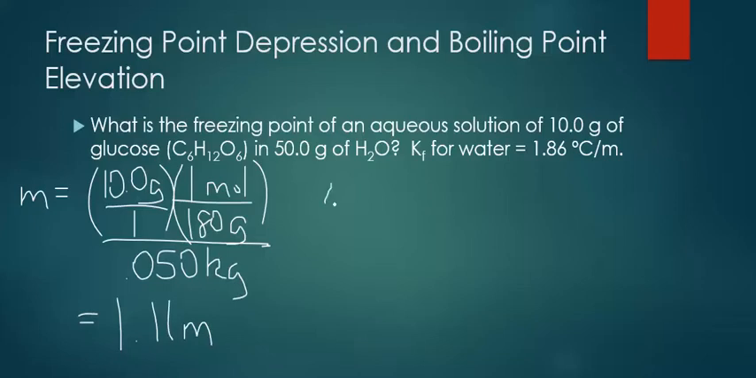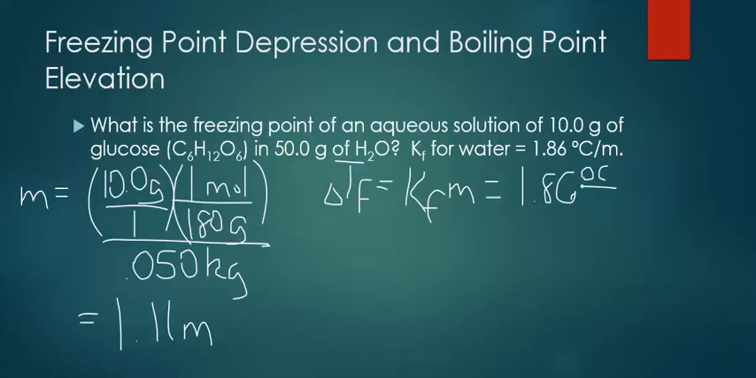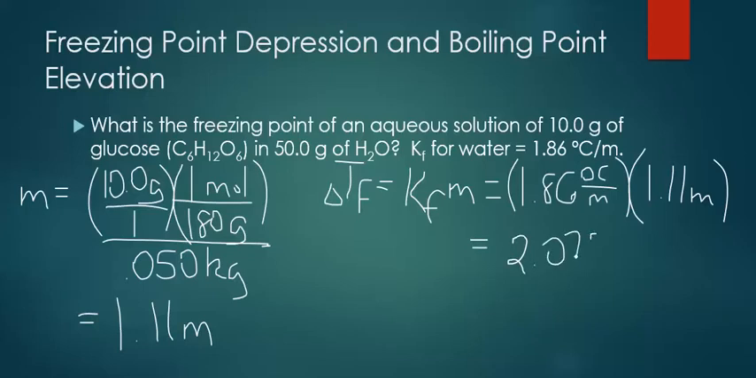I want the freezing point, so I need to do delta TF equals KF times M. KF for water, I'm given in the problem, 1.86. My molality, 1.11, I just found. And so the change in the freezing point, when I multiply these through, 2.07 degrees Celsius.